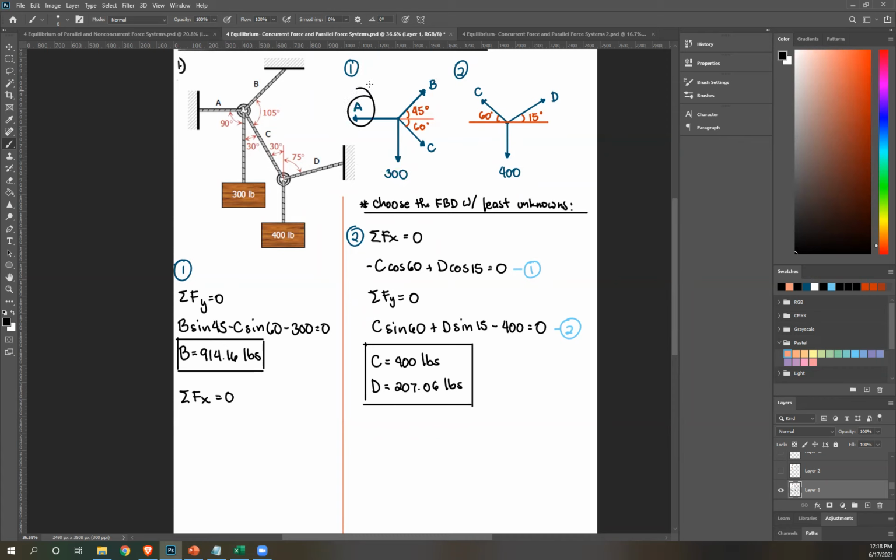Let's start with A, that's to the left, so negative A. This to the right, so positive B cosine 45.